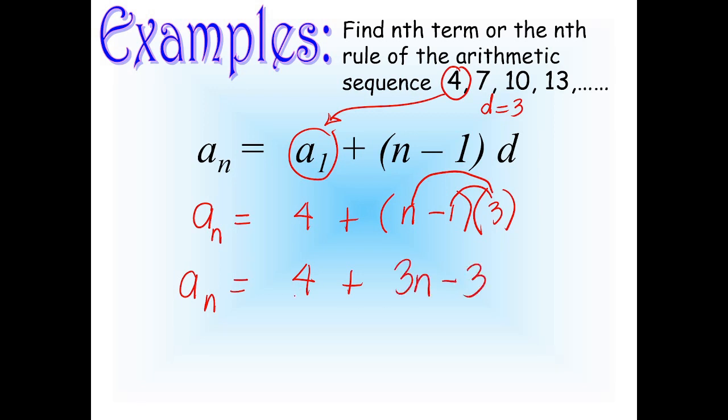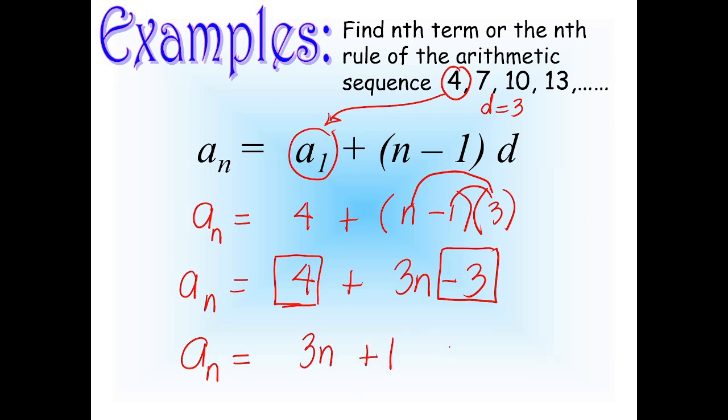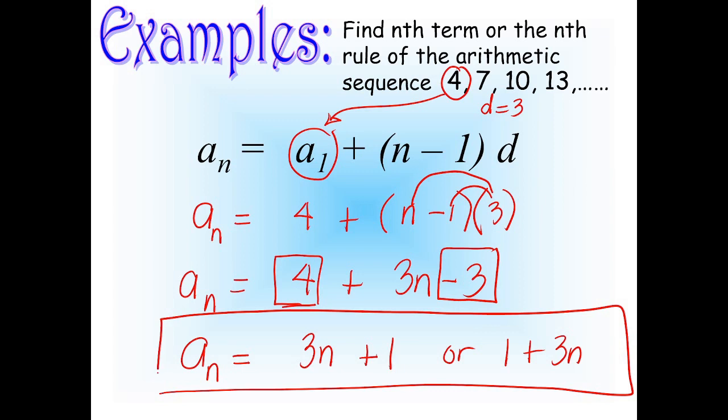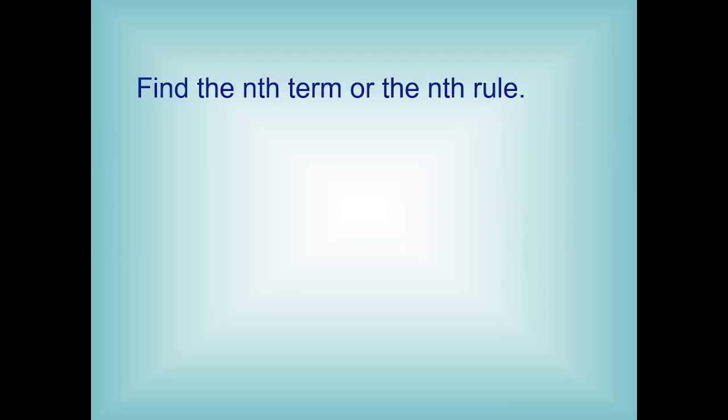Now, what are like terms here? We will be combining like terms. So a sub n is equal to, combining positive 4 and negative 3, we have 3n plus 1. Or I can have 1 plus 3n. It's totally the same. So this is the formula, or the nth rule or the nth term I am looking for. Let's have another example.